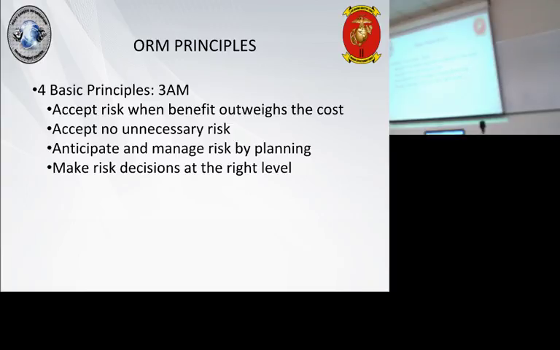And make risk decisions at the right level. What does that mean? Start from the lowest level possible. Okay. So, an example. With the hike, with the route, who do you think would be in charge of picking that route? CO. Company commander. Okay, so that is a risk in that route planning that he makes at his level.